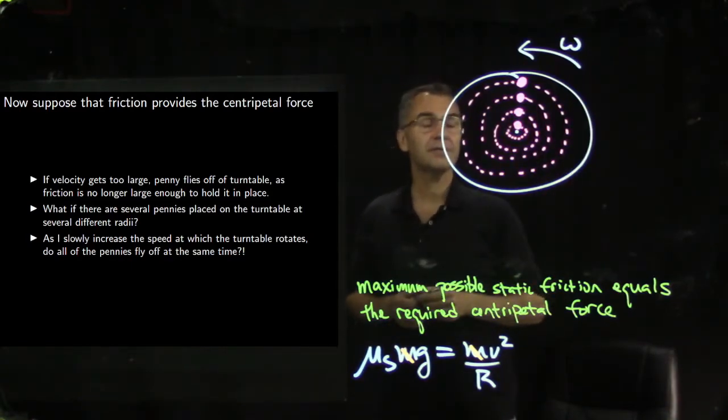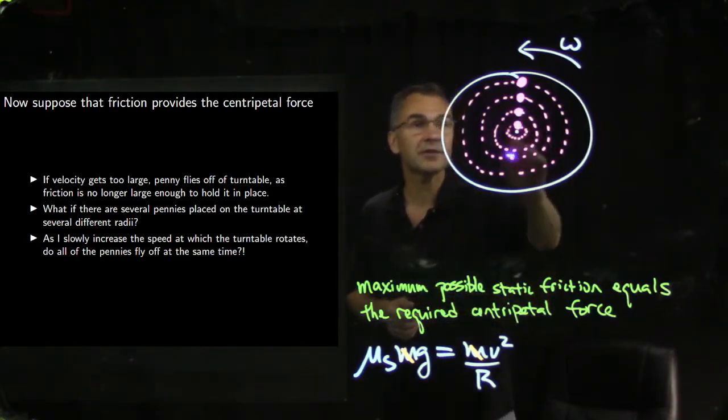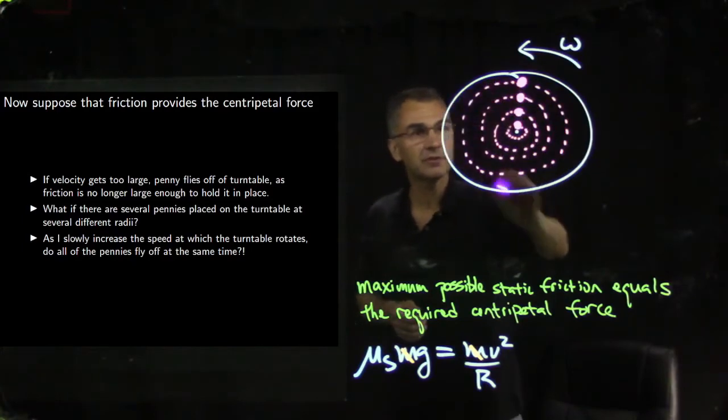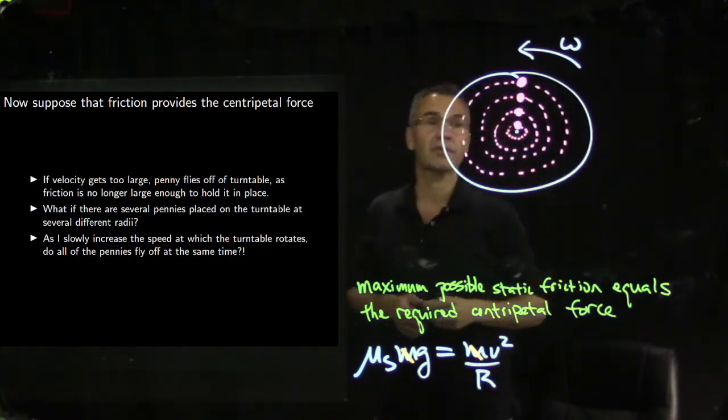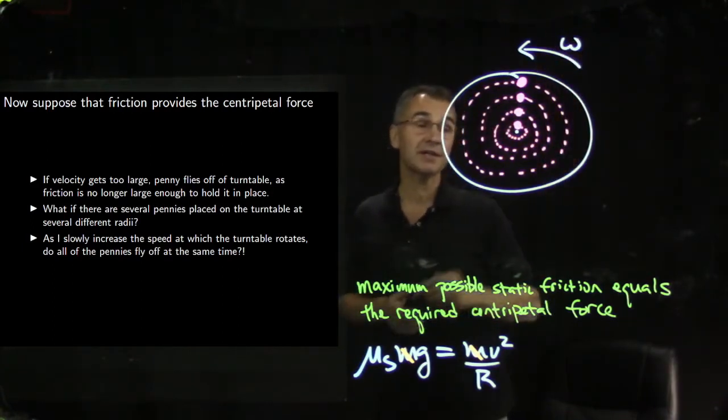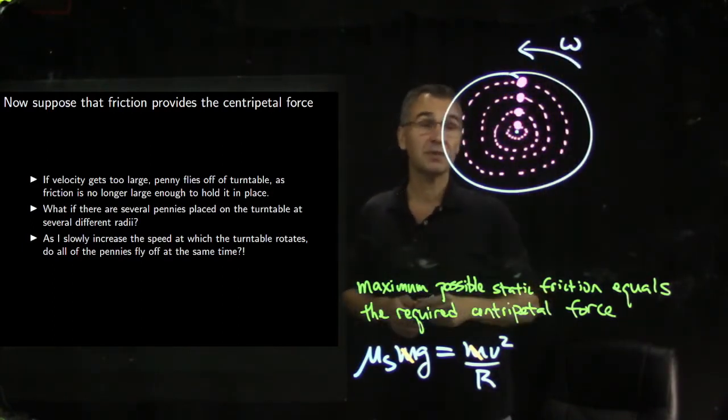I think it's the radians per second that are the same for all the pennies, because every penny makes a revolution of the table in the same interval as every other penny makes a revolution of the table. So I think they all have the same value of omega, but they might have different values of speed because they're at different radii.